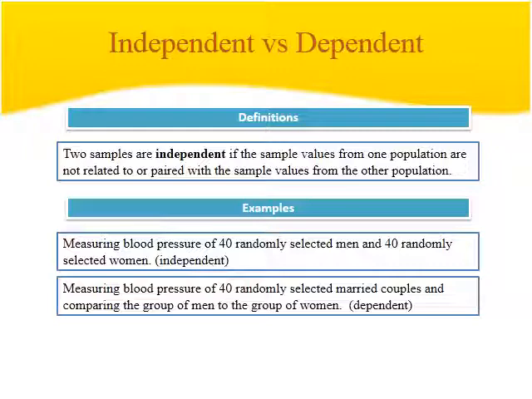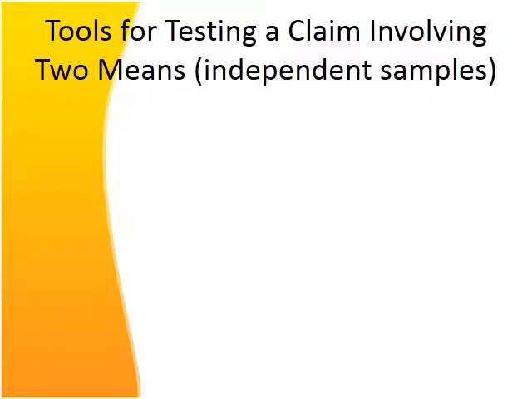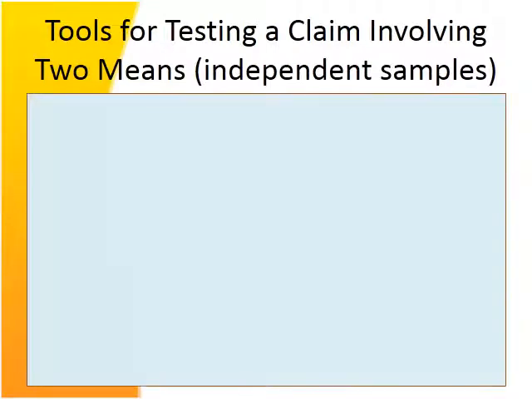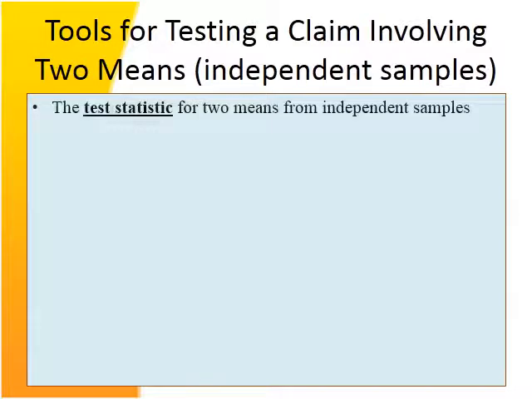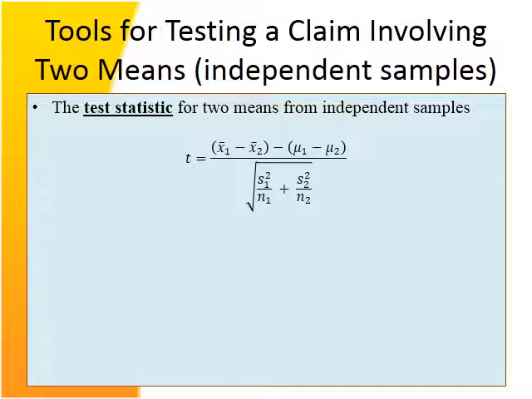So in this section, 9.3, we're specifically looking at independent samples, and we'll deal with the case of dependent samples in Section 9.4. So the tools for testing a claim involving two means, the main thing we're interested in is that test statistic. When there are two means involved, this is our test statistic.